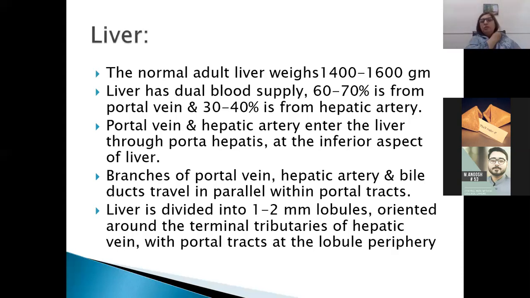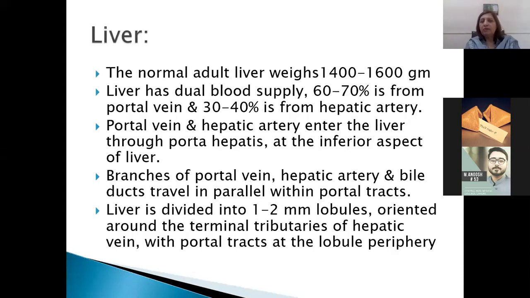As all of you know, I don't need to repeat it, but still I thought I'll give you a background. The liver weighs 1400 to 1600 grams in a normal adult, and it has a dual blood supply. 60 to 70% of the blood of the liver comes from the portal vein, and 30 to 40% comes from the hepatic artery. Portal vein and hepatic artery enter the liver through the porta hepatis, which is present at the inferior aspect of the liver.